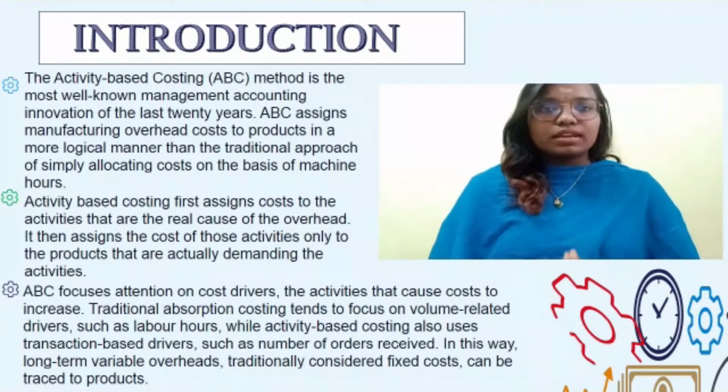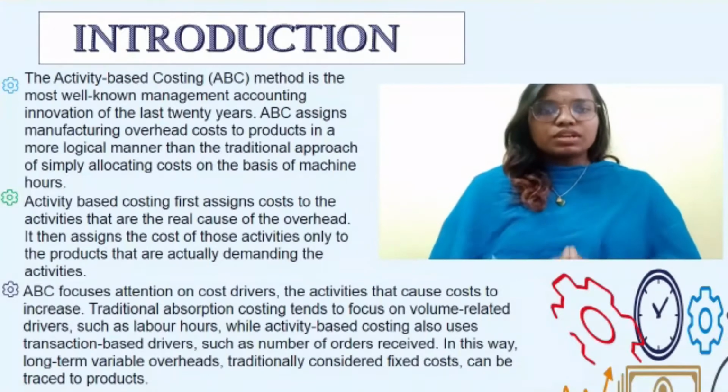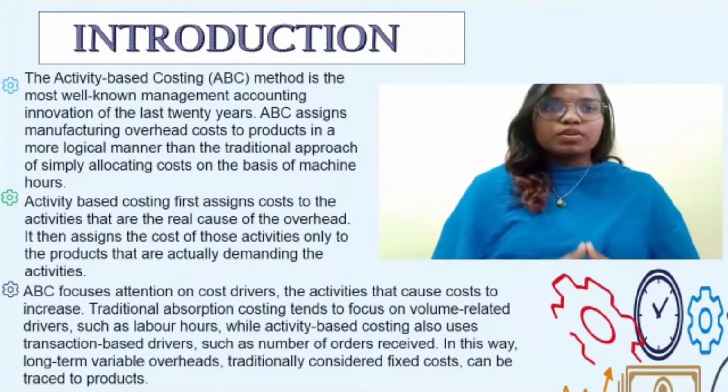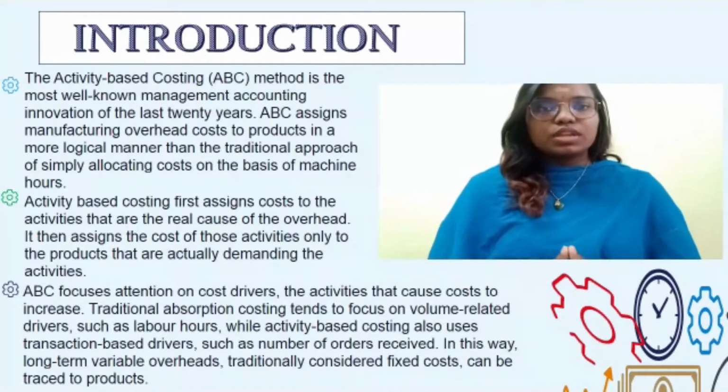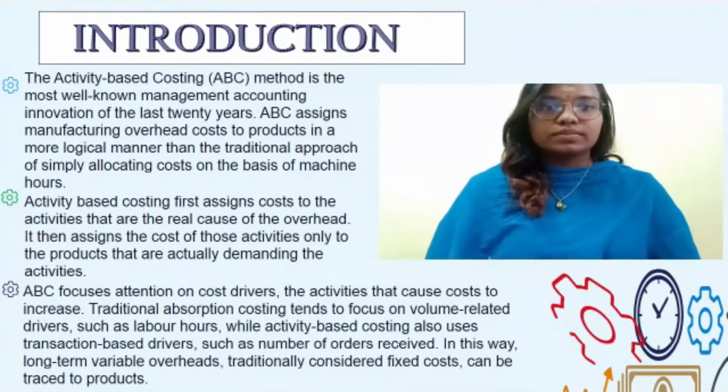ABC focuses attention on the cost drivers, the activities that cause costs to increase. Traditional costing tends to focus on volume-related drivers, for example, labor hours, while activity-based costing also uses transaction-based drivers such as the number of orders received. In this way, long-term variable overheads, traditionally considered fixed costs, can be traced to the products.